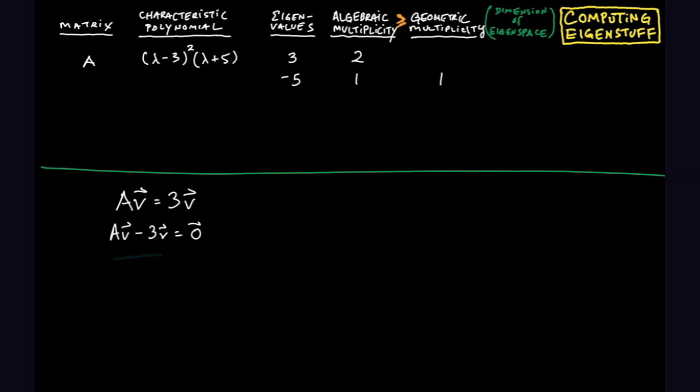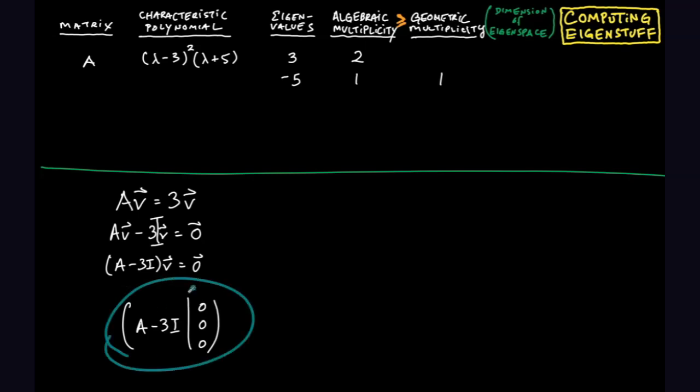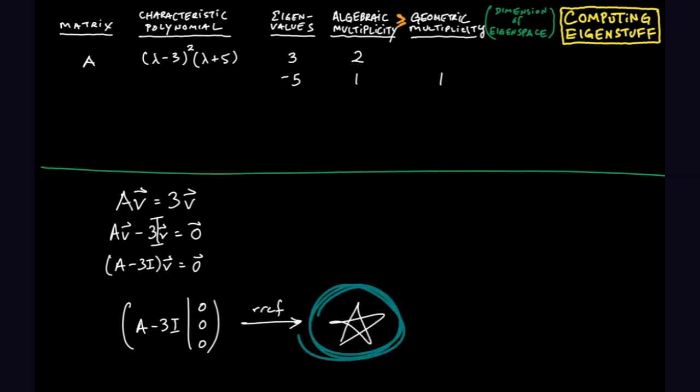Push everything to the left, insert an identity matrix, factor out the V, set up the associated augmented matrix, row reduce, and read off the solutions. What those solutions look like will depend on what the row reduced version of this matrix looked like.